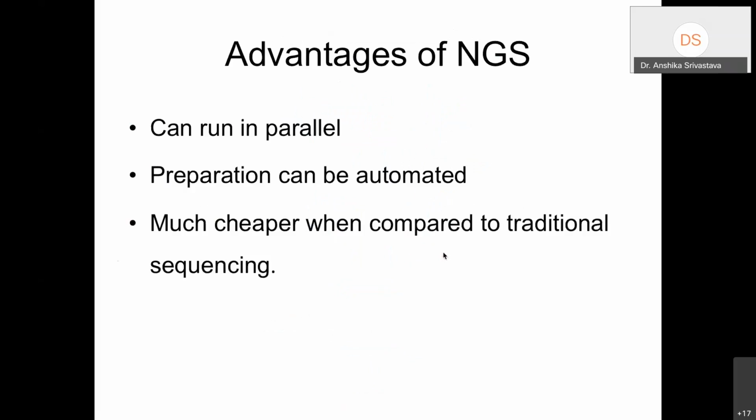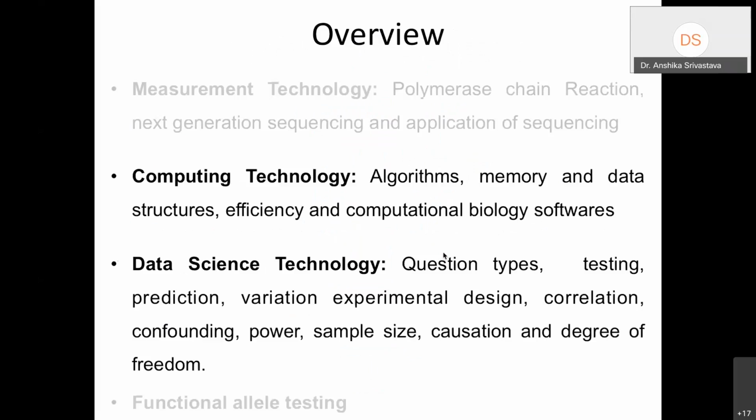So what are the advantages of NGS? They can run in parallel, preparation can be automated, and it is much cheaper when compared to the traditional sequencing. So now coming on to the second section of my talk, that is computing technology and data science technology.